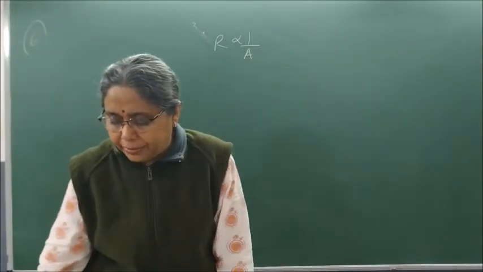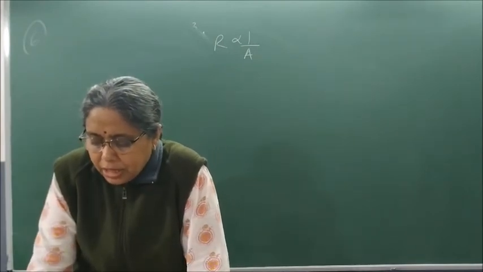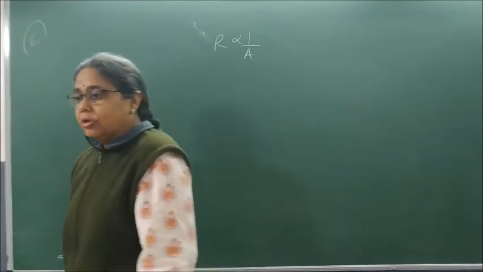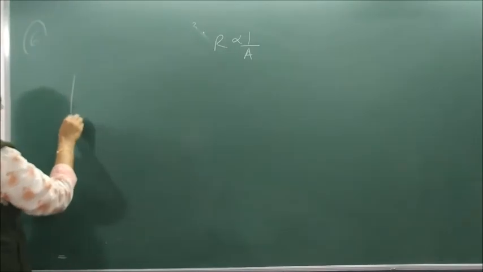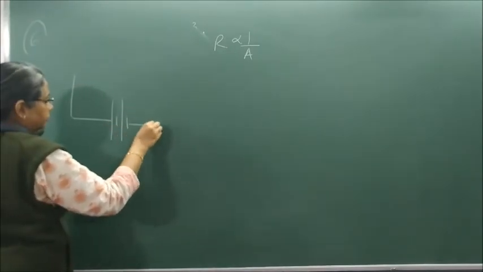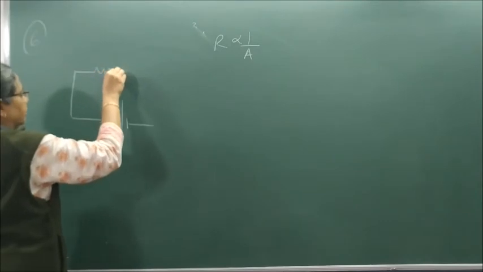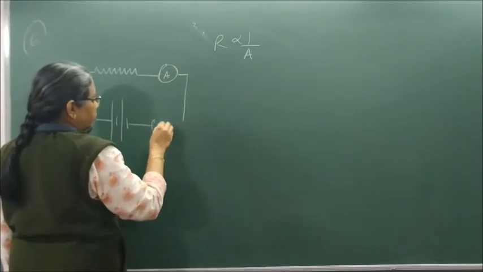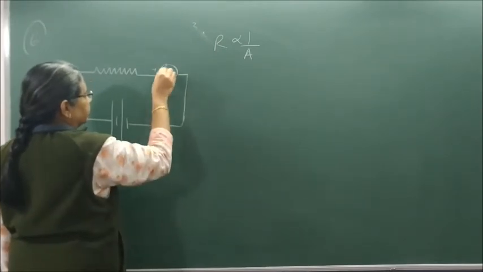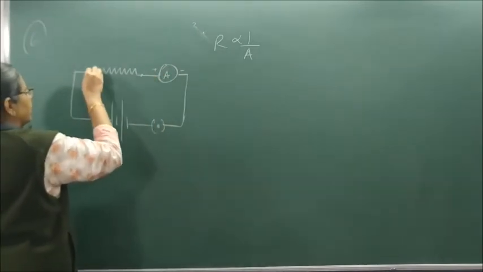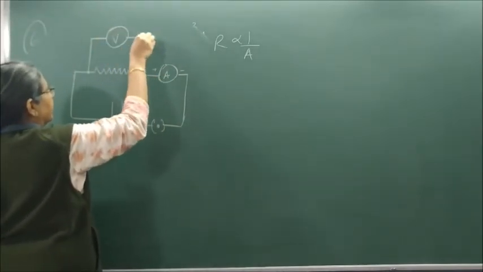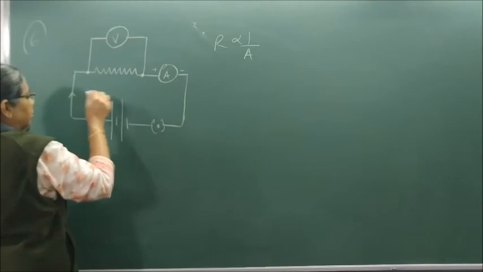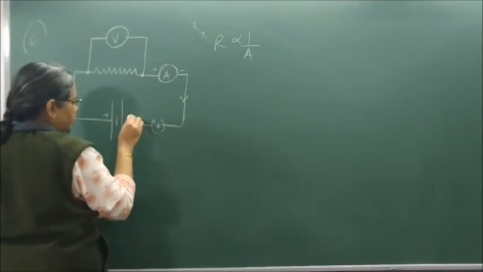Now to the next one. How is a voltmeter connected in a circuit to measure the potential difference between two points? We have taught the voltmeter. We will first draw a circuit. We have a resistance and an ammeter using a plug key. Voltmeter is always connected in parallel. Mark the wire joint, mark the current, positive and negative.